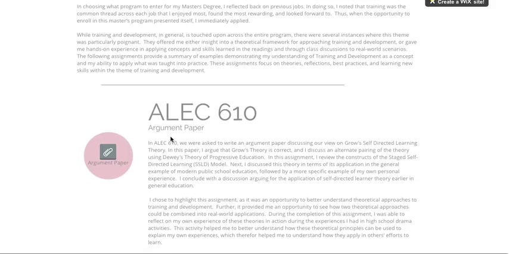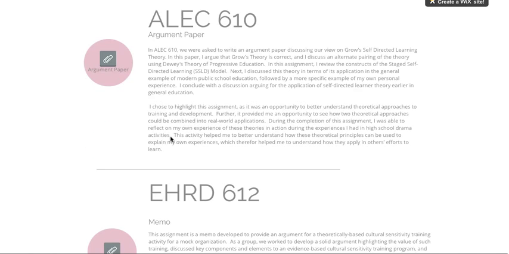I chose my ALEC 610 argument paper because it covers Grove's self-directed learning theory. In this paper, I argued in favor of the theory and chose to pair it with Dewey's theory of progressive education. I cited several ways the 2 theories can work together and gave suggestions for a model to begin as early as elementary school.